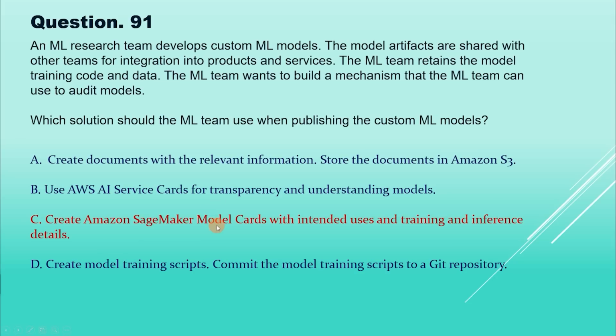Create an Amazon SageMaker Model Card with intended uses and training and inference details. Because Amazon SageMaker Model Cards provide a standardized and centralized way to document key details about a machine learning model. This includes intended use, training and inference details, performance metrics, and ethical considerations. So these cards enable the ML team to maintain transparency, track audit details, and share relevant information with other teams when publishing models. So option C is correct here.